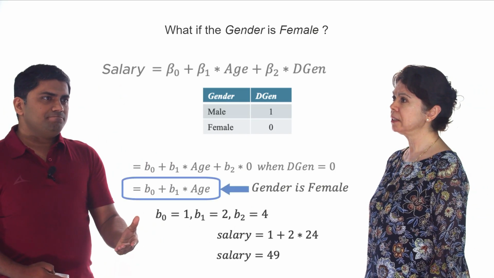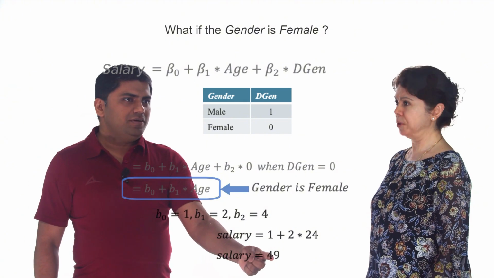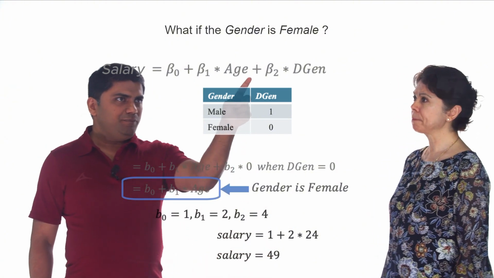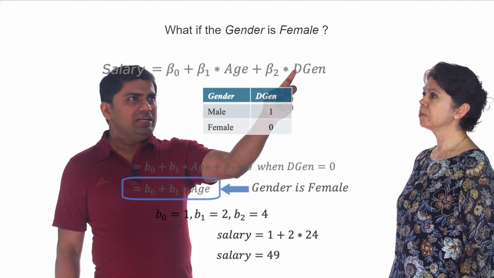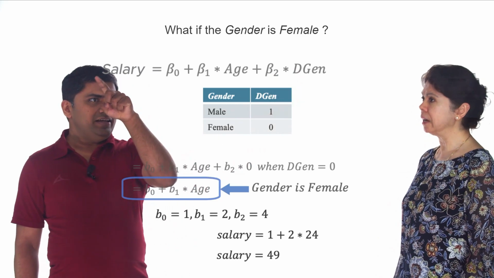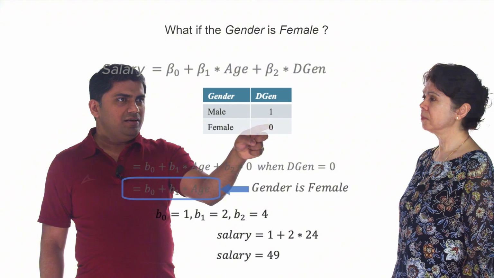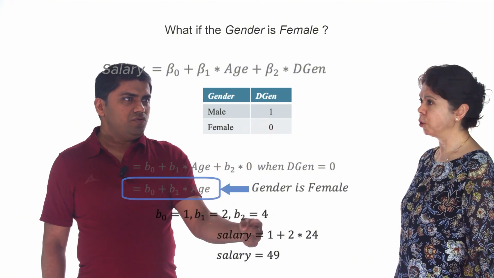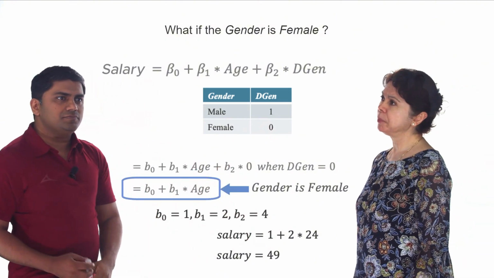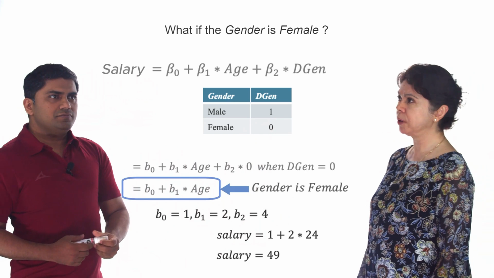And as you said, now we don't have the 4. So it's 49. In short, beta 2 is the impact of gender in salary. And when gender changes from male to female, there is a difference of 4. Great. So now what happens, Jovish, when we have more than one categorical variable?